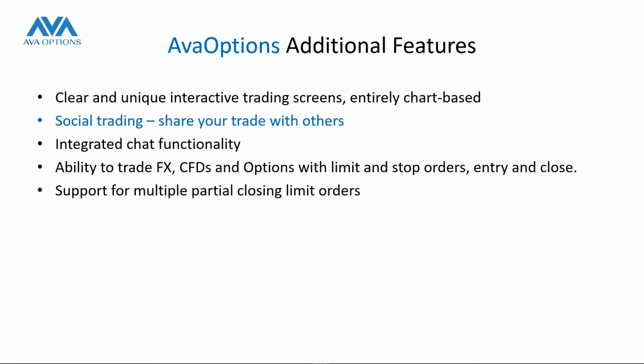So if you buy 100,000 Eurodollar, you can leave orders to sell 50,000 at one price and 50,000 at another price. You don't have to leave an order on the entire amount.